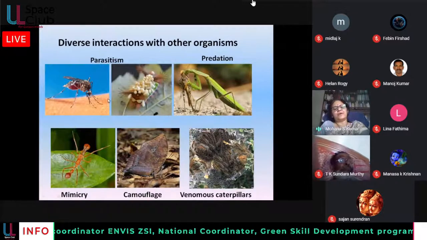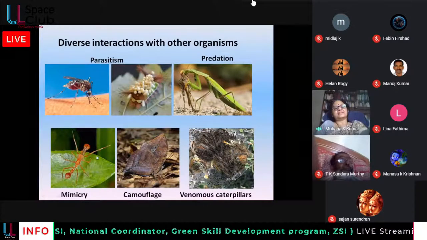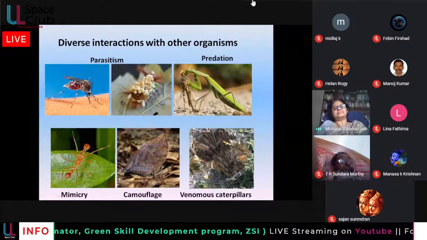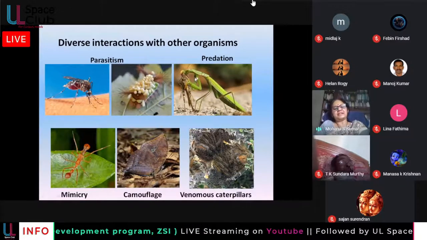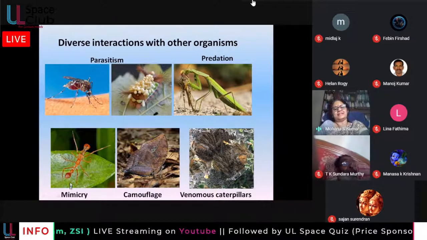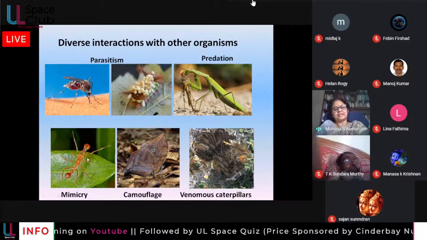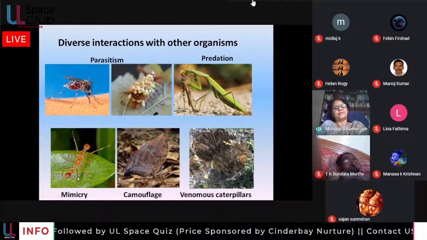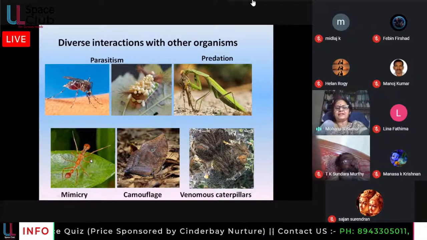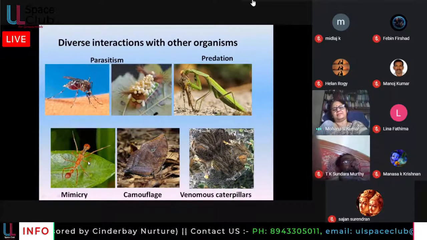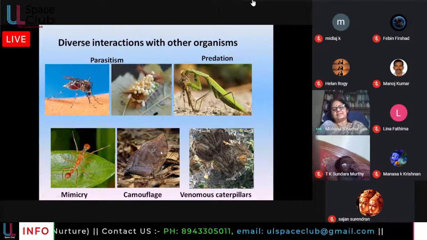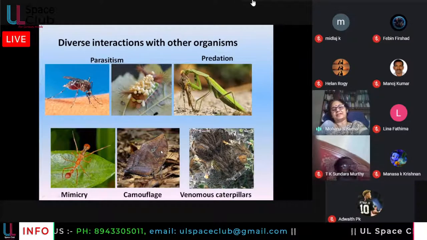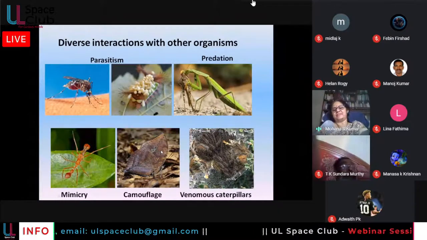This is the importance of insects in the ecosystem: parasitism, parasitoid, predation, mimicry. See, this is not an ant. You just count the legs: 1, 2, 3, and 4. This is a spider which is mimicking an ant. Camouflage. Yeah, this looks like a dead leaf, but it is actually a butterfly.